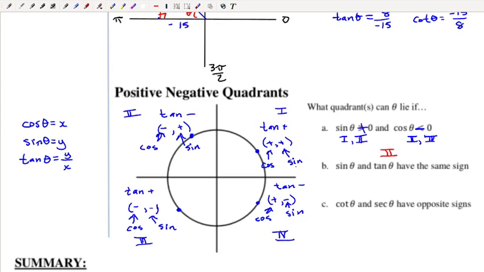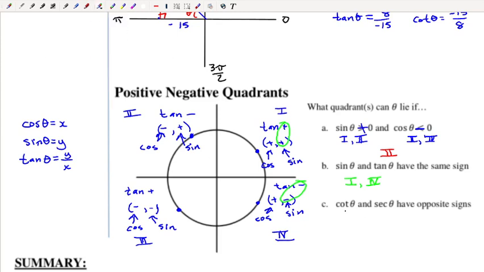Okay, here sine is positive, tan is positive, so that is quadrant 1, because they're both the same sign. Here I have positive and negative, so not the same sign. Here I have sine negative, tan positive, not the same sign. And here I have negative, negative, again, we've got the same sign, that's quadrant 4.